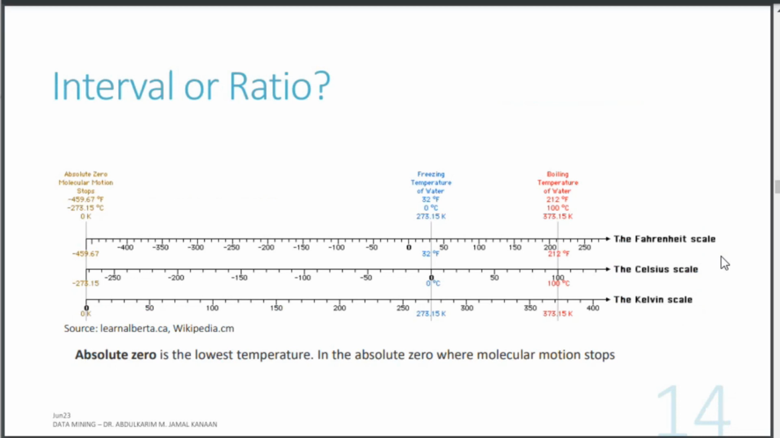Okay, we still have 2 minutes. Let's decide here, the temperature. So you see Fahrenheit scale, Celsius. These two are interval. Kelvin has absolute 0. If you say 0 Kelvin, that means absolute 0. Nothing moves. Everything is frozen, the molecules, everything. No movement at all. But if you say Fahrenheit and Celsius, no.